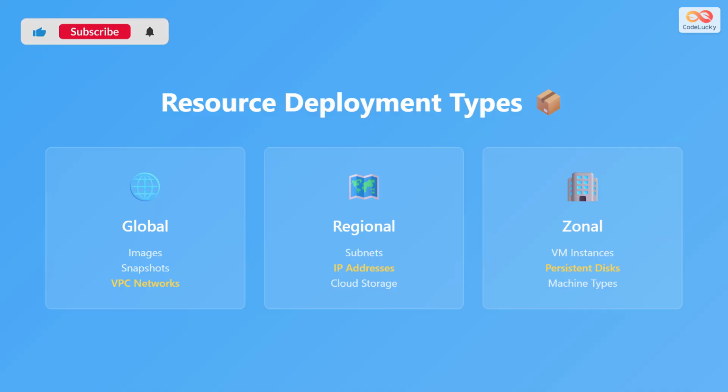GCP resources are categorized into 3 deployment types based on their scope. Global resources, like images, snapshots, and VPC networks, are available across all regions. Regional resources, such as subnets, IP addresses, and cloud storage buckets, are tied to a specific region but available across all zones within that region. Zonal resources, including virtual machine instances, persistent disks, and machine types, are deployed in a specific zone. Understanding these types helps you architect applications correctly and plan for availability.